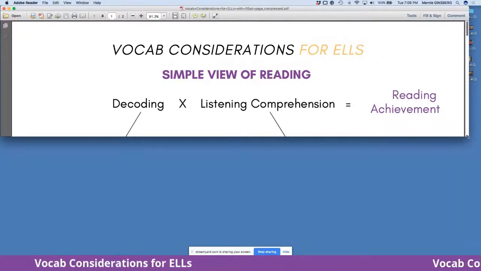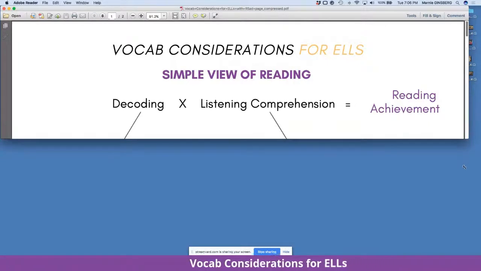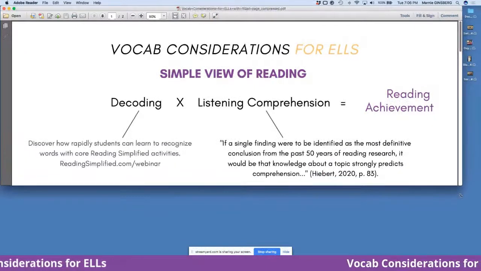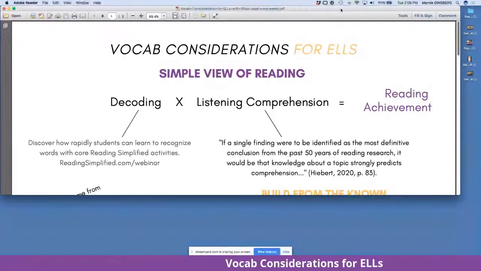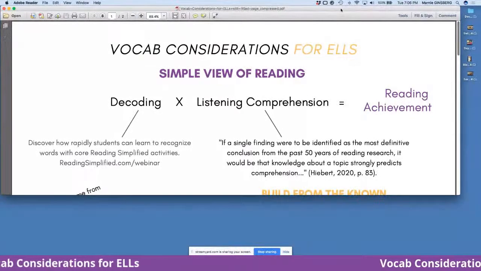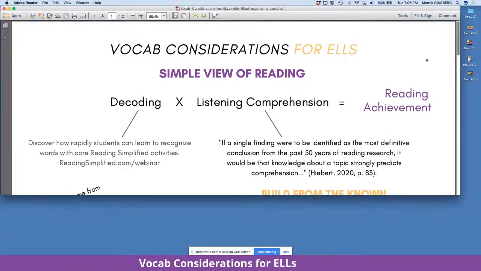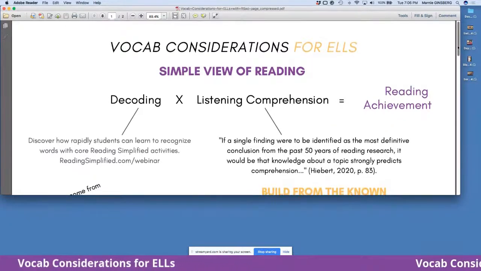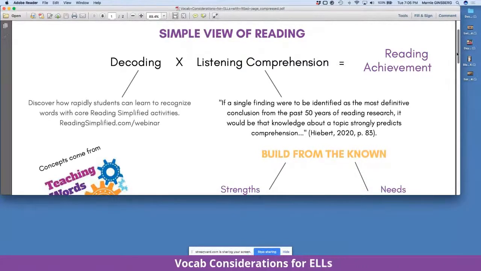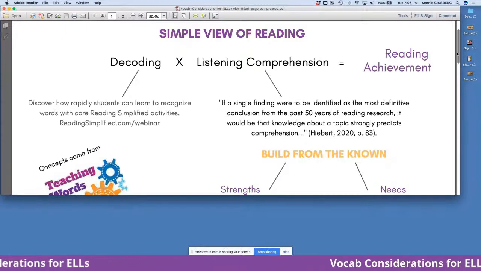And we're building this whole idea from Dr. Hiebert's book, from this simple view. This is the perspective that I'm taking. This is not in her book, but I'm just saying this frames how I teach here at Reading Simplified, because this is a more simple view of all the complexities of how to teach reading. So decoding is lifting those words off the page, and we talk about that a lot here at Reading Simplified.